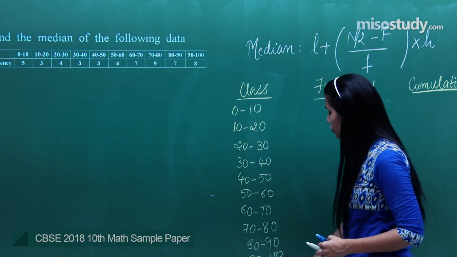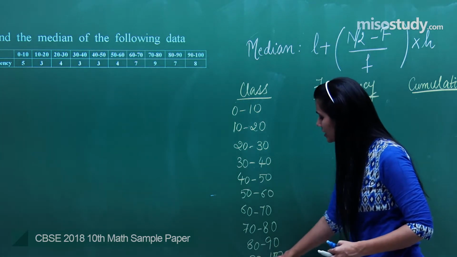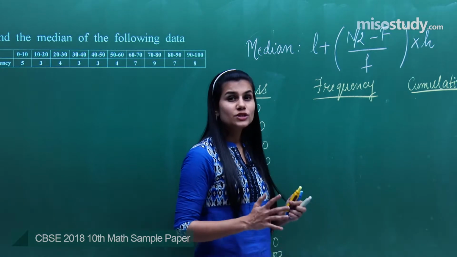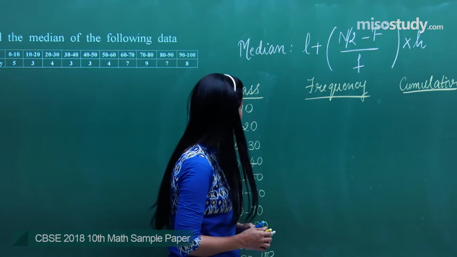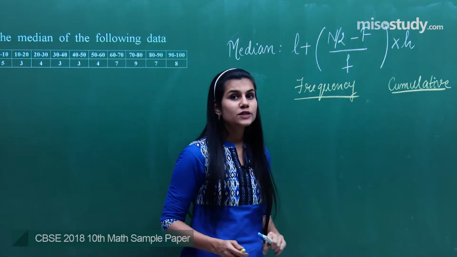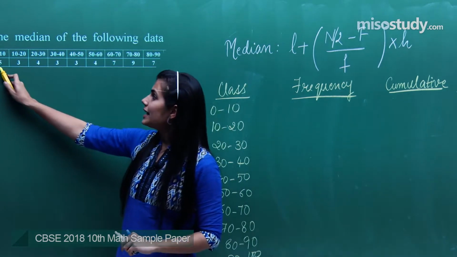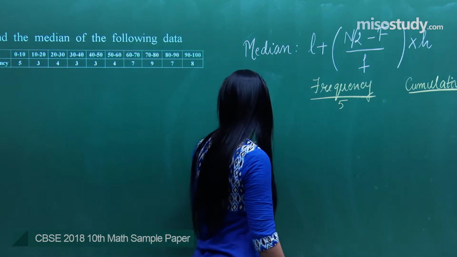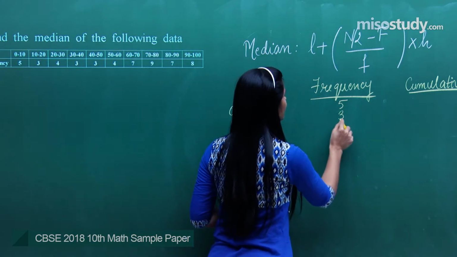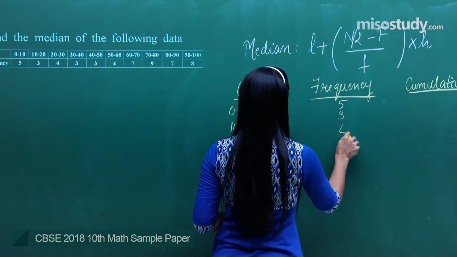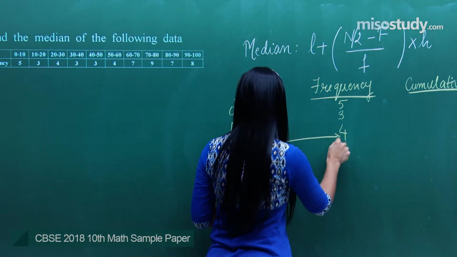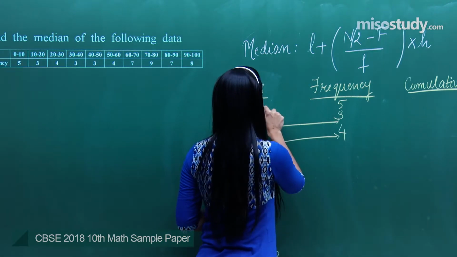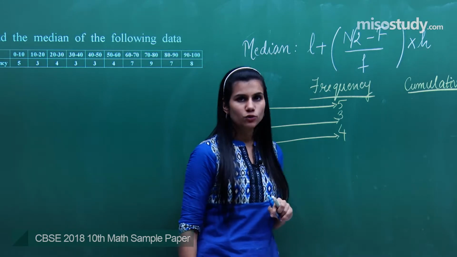Now that you have this 90 to 100 class lying right at the end, you are going to find out that it's not required anywhere. Now over here 0 to 10 has frequency what? So 0 to 10 has frequency 5. Then 10 to 20 has frequency 3. Then 20 to 30 has a frequency of 4.